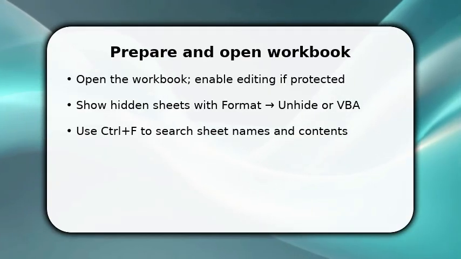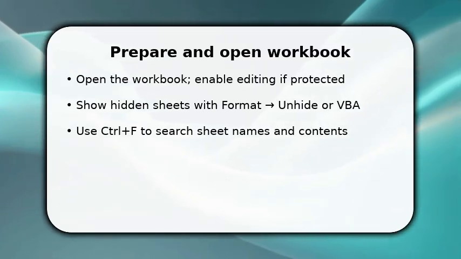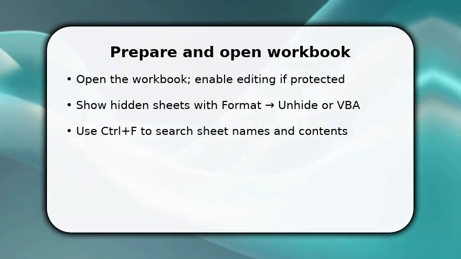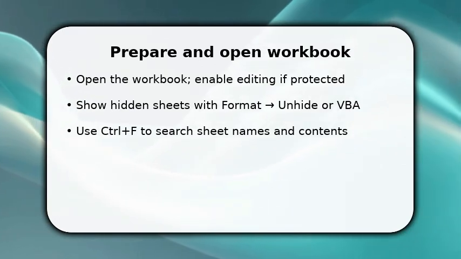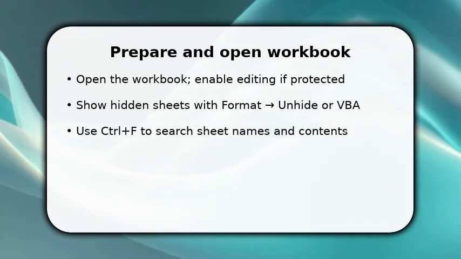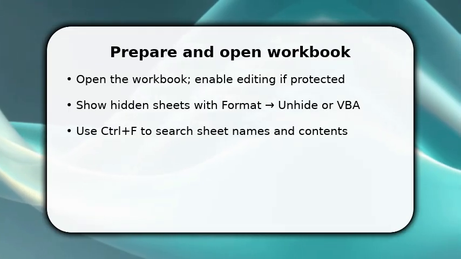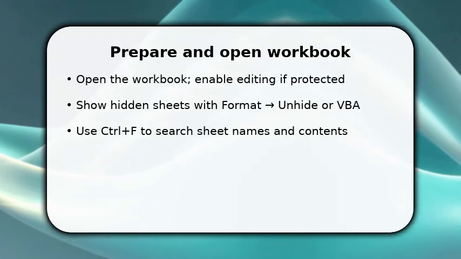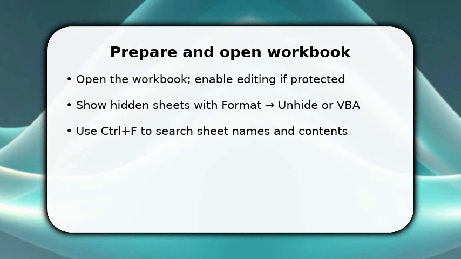You start by opening the workbook and enabling editing so Excel lets you inspect everything. Once done, check for hidden sheets. Home, Format, Hide and Unhide, Unhide, or press Alt plus F11 to view sheets in VBA. Next, use Ctrl plus F to search for a unique term across the workbook. Choose Options and set Within to Workbook to find which sheet contains it. These steps get you immediate visibility into where data lives and which sheets are hidden or protected.